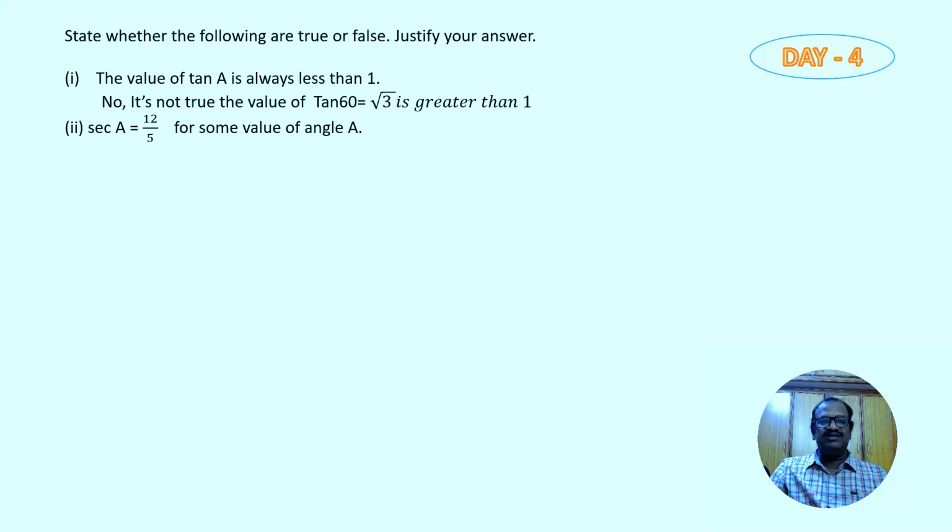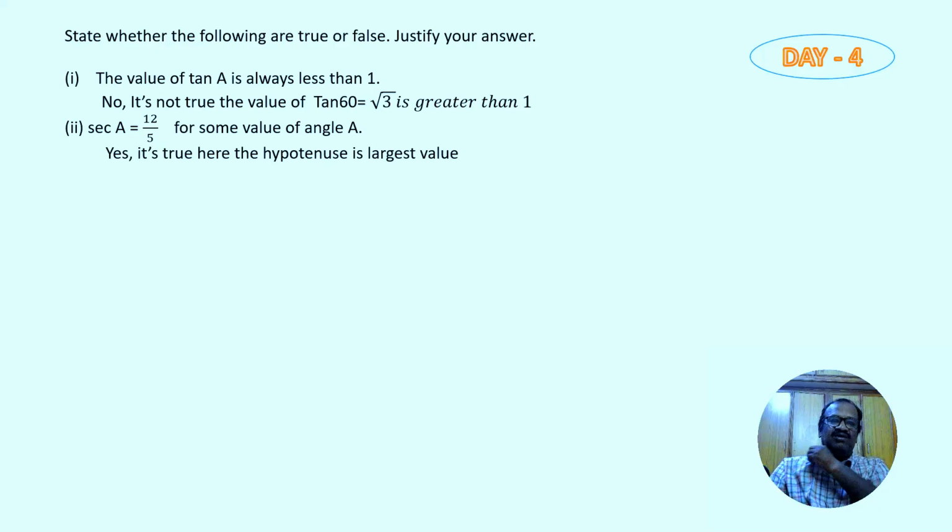The second question is, secant A is equal to 12 by 5 for some value of angle A. Here we know that secant A means hypotenuse by adjacent to A. Hypotenuse is the largest side, as we know very well. So hypotenuse is always greater than the adjacent. So it's right, no doubt. Yes, it is true. Hypotenuse is the largest value.